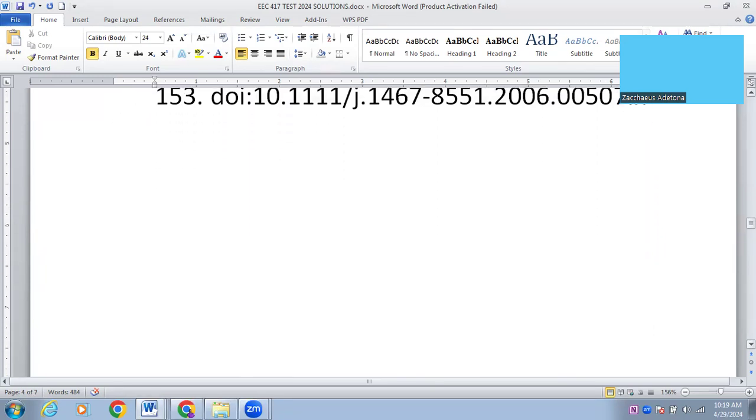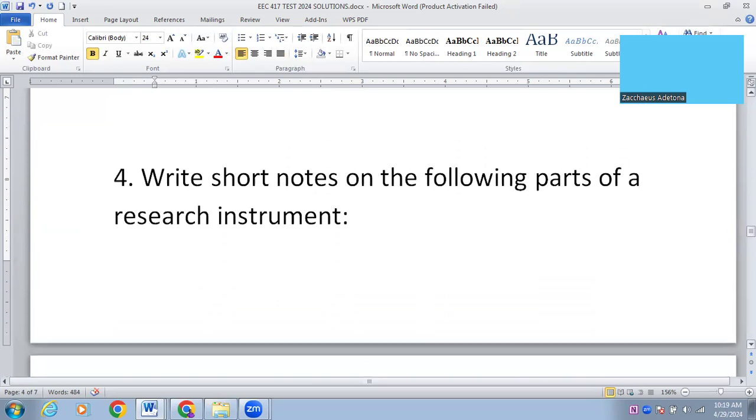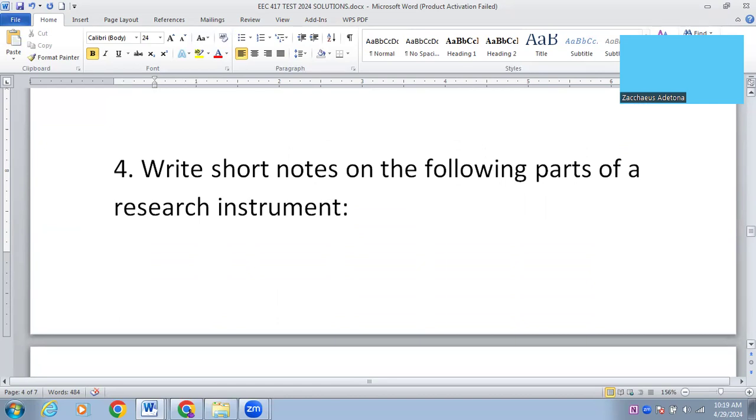Let's move on to solution to number 4. Number 4 says, write short notes on the following parts of a research instrument. The research instrument, we have discussed about research instruments. The instruments used to carry out a research, such as interviews, such as questionnaire, logbooks, tally sheets, and so on and so forth.